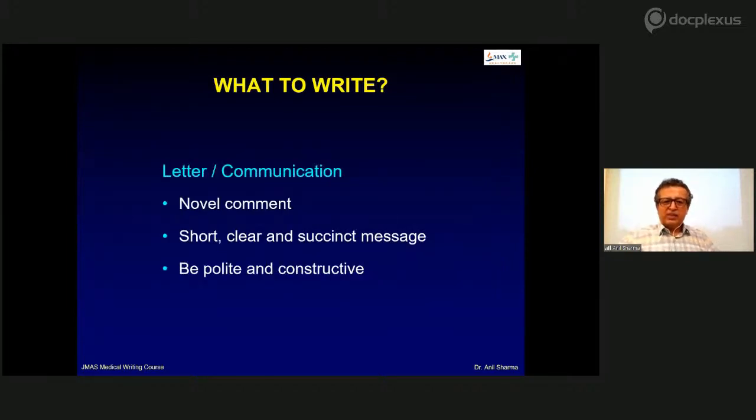The letter to the editor, just saying that I read one particular article, it was very good, will not land you anywhere. When you write a letter to the editor about an article, that has to have something that will contribute to that particular article. Perhaps something that the authors had not stressed upon, or something they did not mention, or something that you still feel may not be appropriate.